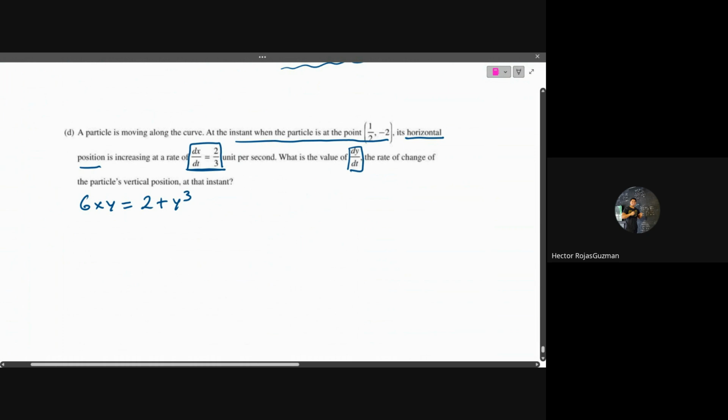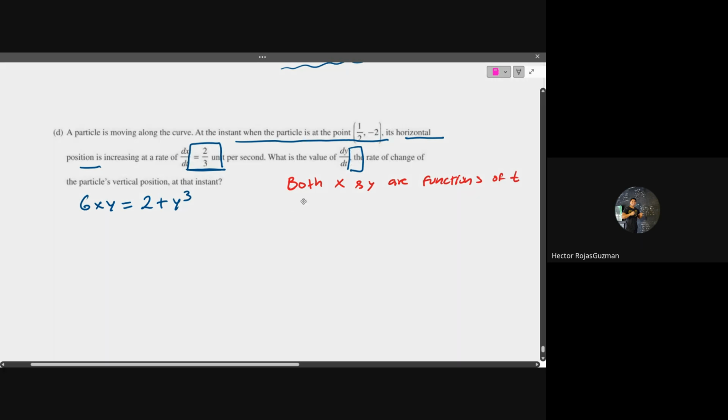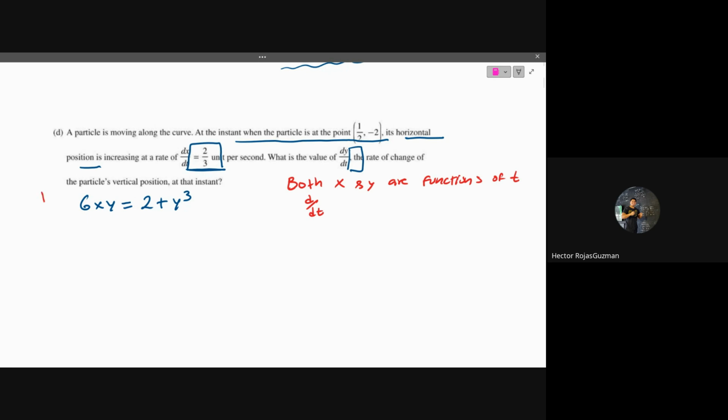After reading the problem twice, we realize that this is an implicit differentiation problem. In other words, both x and y are functions of t. They're functions of time. We're going to be taking the derivative d dt. So how does that look? It looks like this. d dt of the left side equals d dt of the right side.